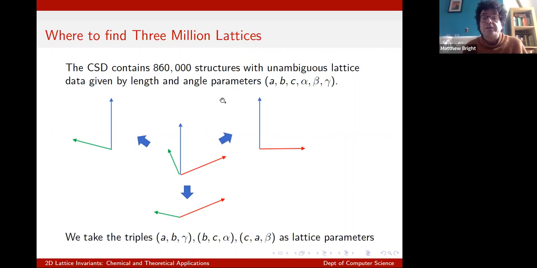And we take these length and angle parameters, and by convention, we take 3 triples of these length and angle parameters and use them as our lattice parameters. And then we perform all our calculations. We find the isometrically unique obtuse superbase, and we find all the invariants to see what that gives us. So obviously there's about 2 million lattices there, well, nearly 3 million lattices really, that we're looking at.